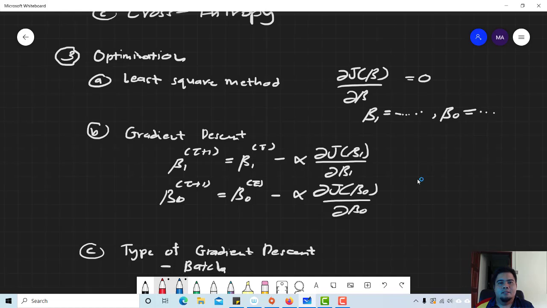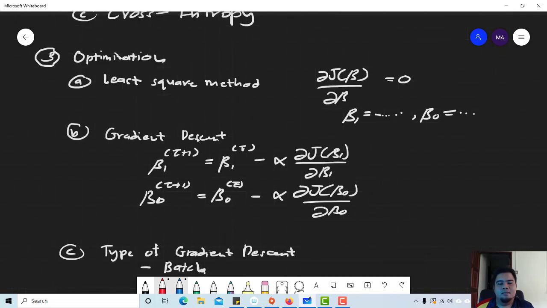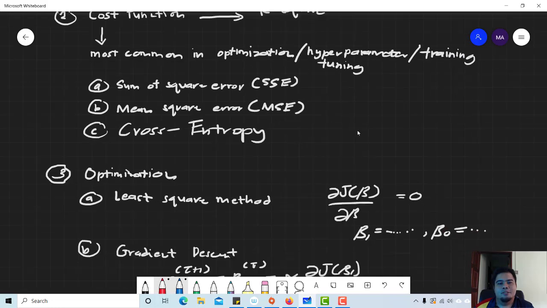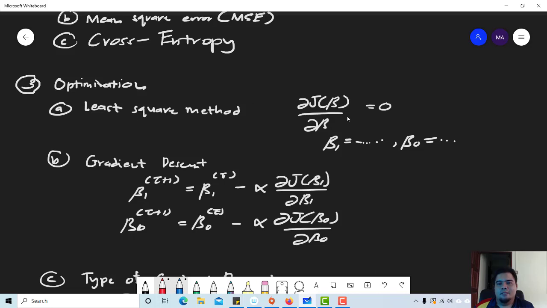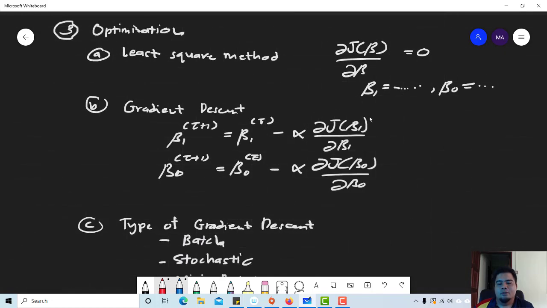You can see the similarity between this method and the other method is that they both utilize the partial derivative of your cost function. That is why we expose you to the cost function. The difference is that in the least square method you solve the partial derivative of your cost function equal to 0, but here you are not solving it or setting it equal to 0. You just compute it, once per parameter, meaning one by one. Beta 1 you compute separately from beta naught.